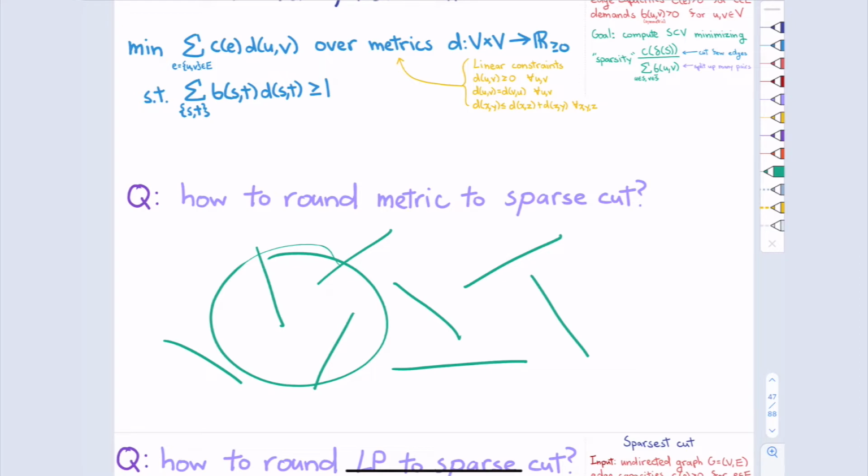But it's not clear. Compared to the s-t flow and cut, there are no sides here. Okay.